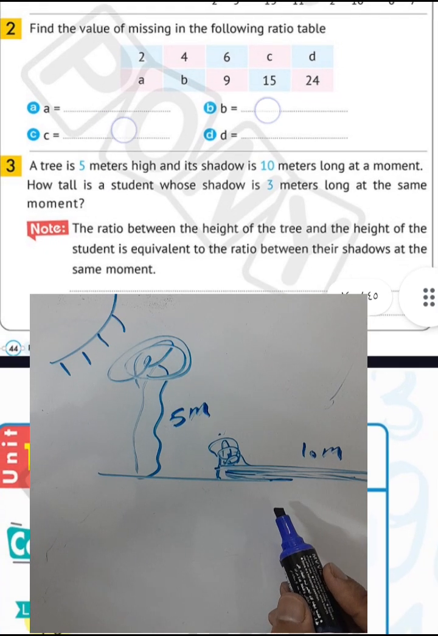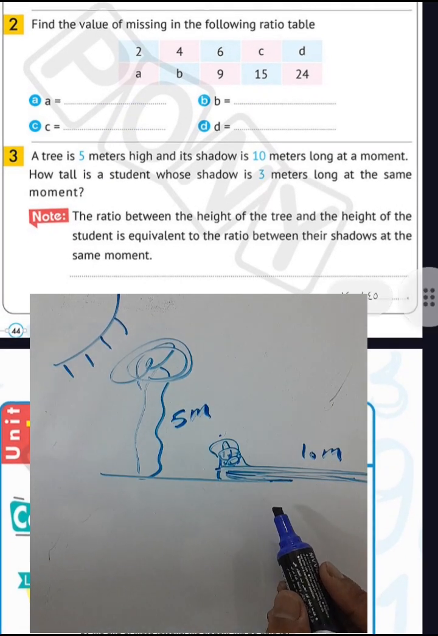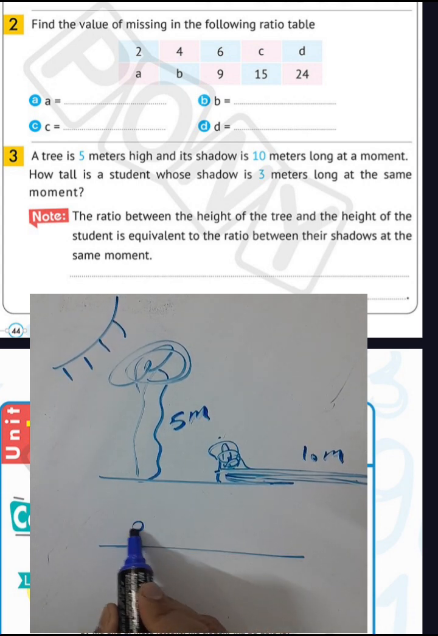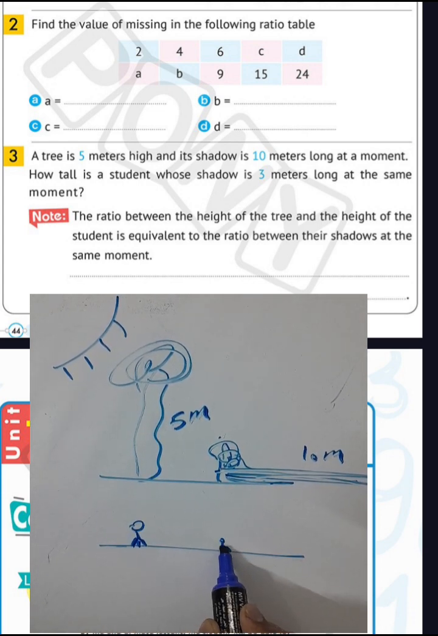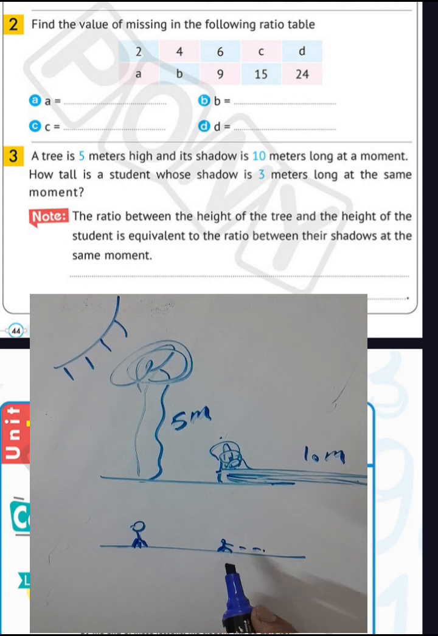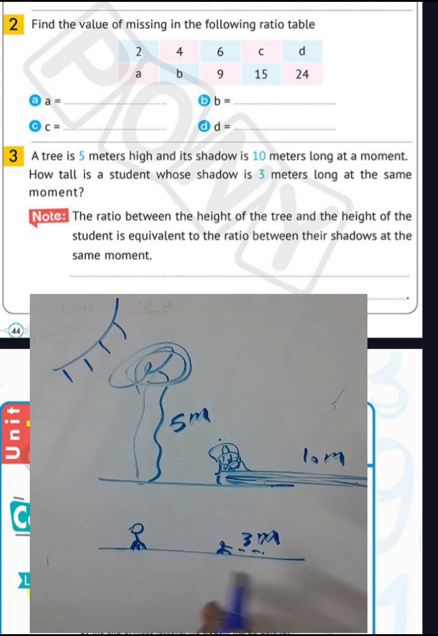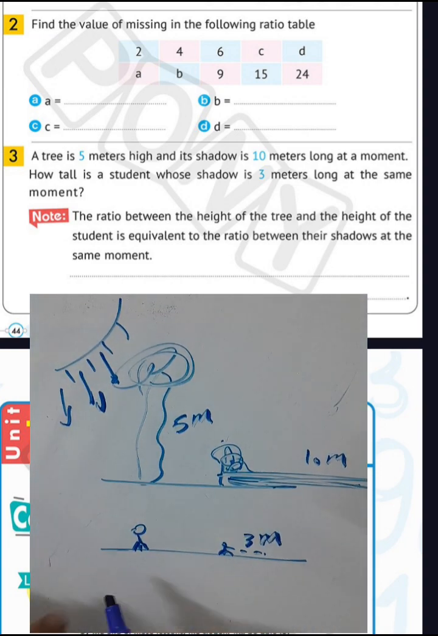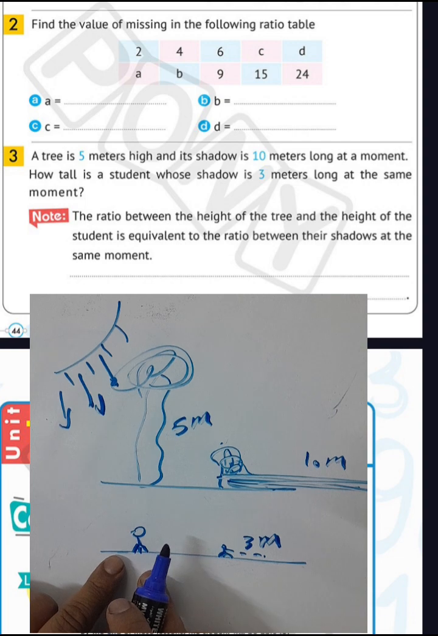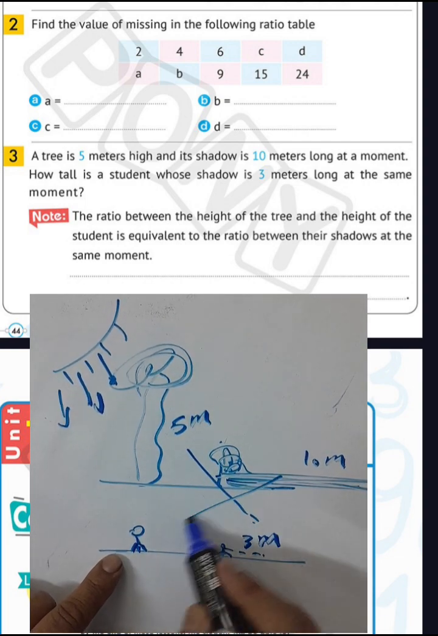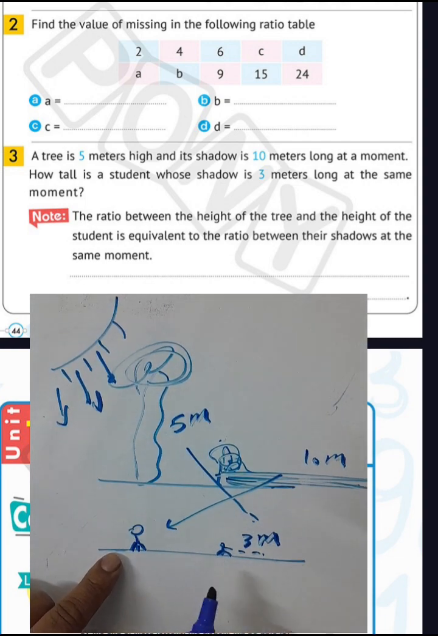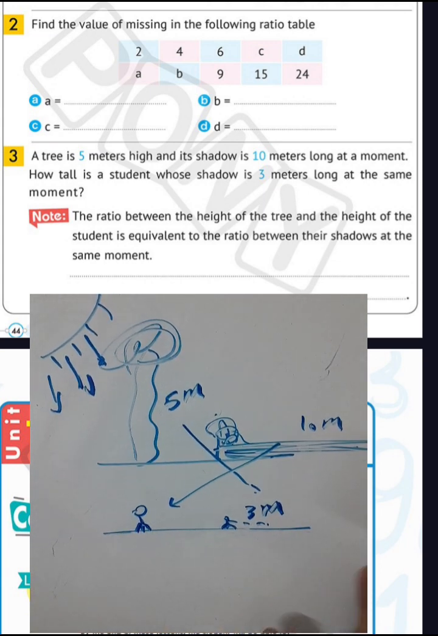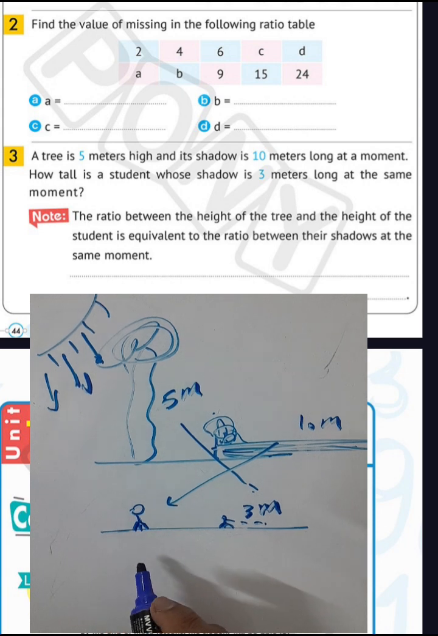Okay, how tall is a student whose shadow is 3 meters in this moment? We have the student here and the shadow here was 3 meters. In this moment we can find the height from the shadow of the student: 5 times 3 divided by 10. 5 times 3 equals 15, divided by 10 equals 1.5.